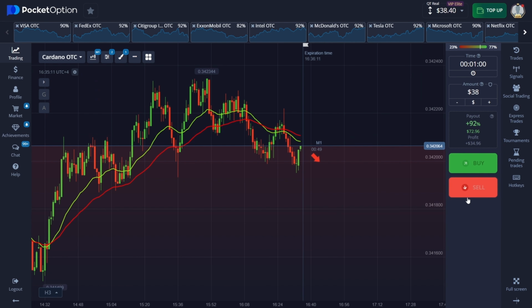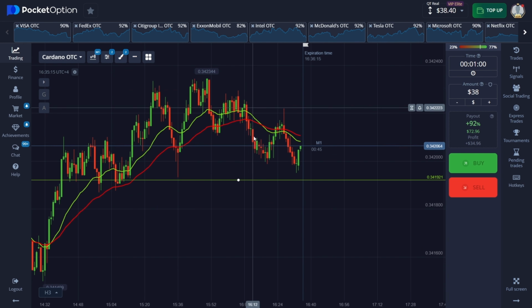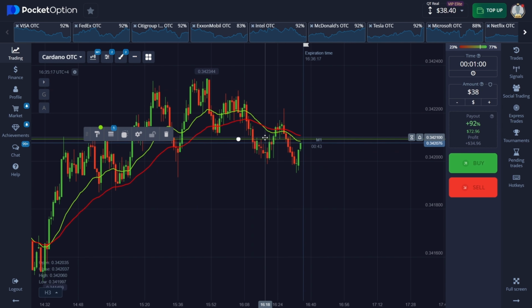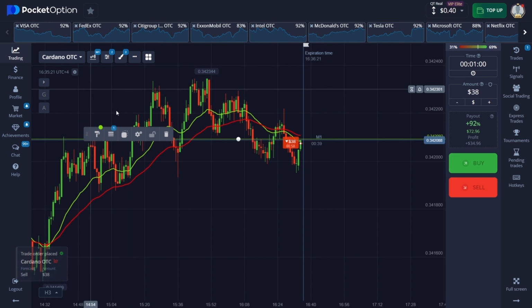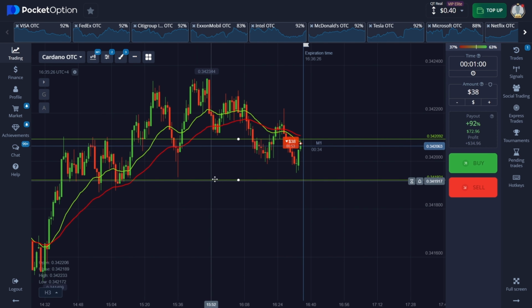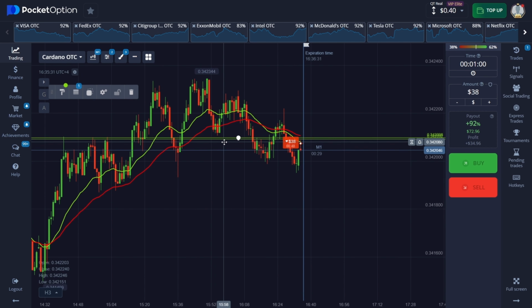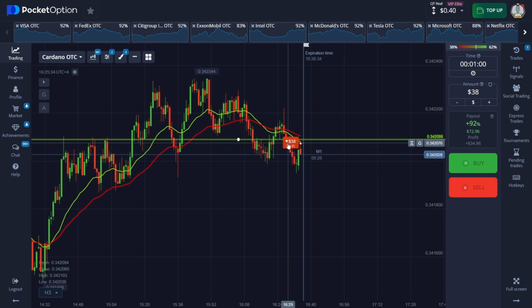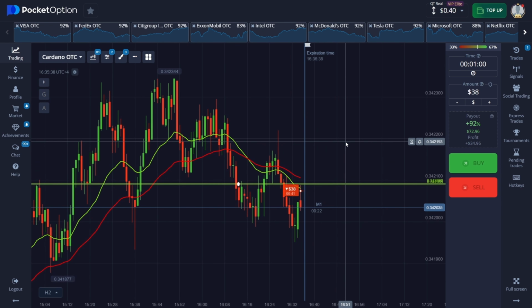Here we have a trade on Cardano OTC for the downside move, and I'm waiting for a good entry near this moving average. I placed a trade for the downside move on Cardano OTC because there was a resistance level, and you can see the 25 EMA as well. That's why I took this trade for the downside move, and the trade is going in our favor right now, but there are still 40 seconds left. Let's see what will happen.